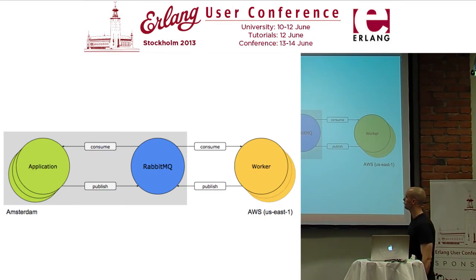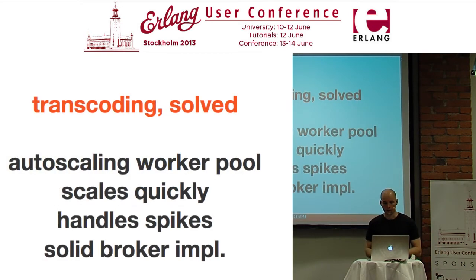Here's a simple diagram of how this looks. Our data center, where our physical machines are located, is in Amsterdam. RabbitMQ runs in our data center, and transcoding workers in AWS connect to the broker for coordination.